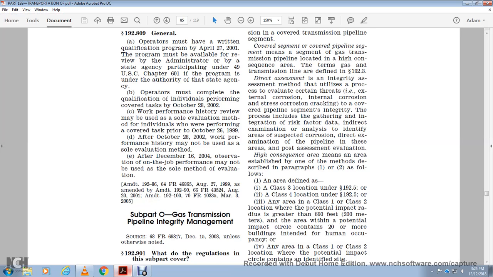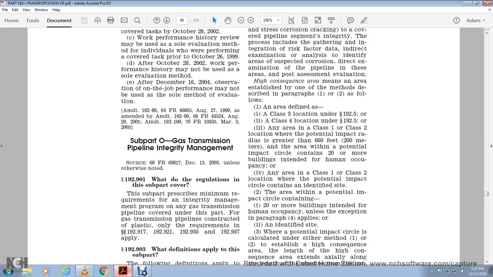Alright, Subpart O, gas transmission pipeline integrity management. Section 192.901: What do the regulations of the subpart cover? The subpart prescribes the minimum requirements of the integrity management program for any of the gas transmission pipeline covered under this part. For gas transmission pipeline constructed of plastic, only the requirements of 192.917, 921, 935, and 937 apply.